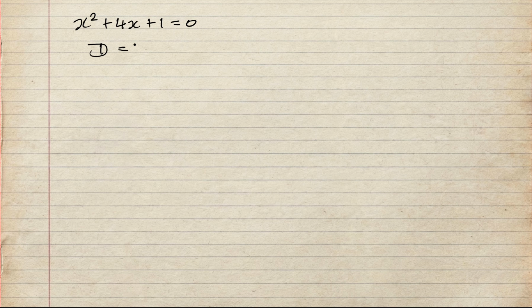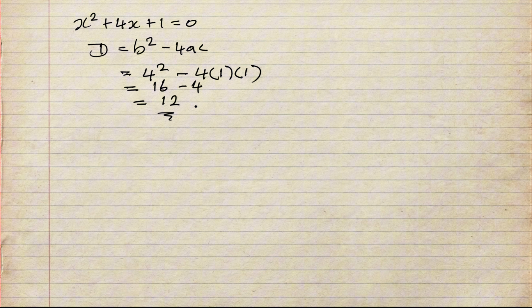So D is equal to b squared minus 4ac, where my b is 4, squared, minus 4, and my a is 1, and my c is also 1. So this is equal to 4 times 4 is 16, minus 4 times 1 is minus 4. So what I have here is 16 minus 4, which is equal to 12. So is 12 a perfect square? No. So that means we cannot use the factorization method for this one. We have to just go straight to the formula method.